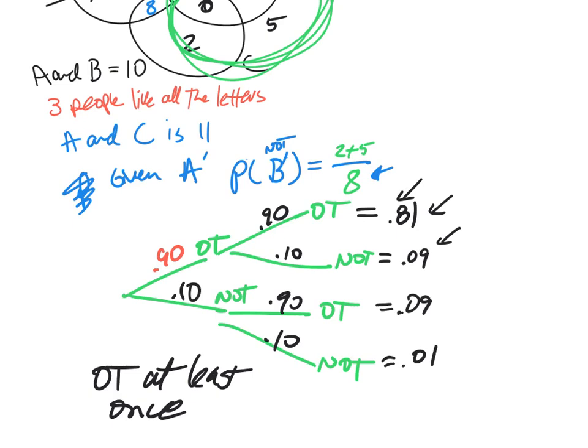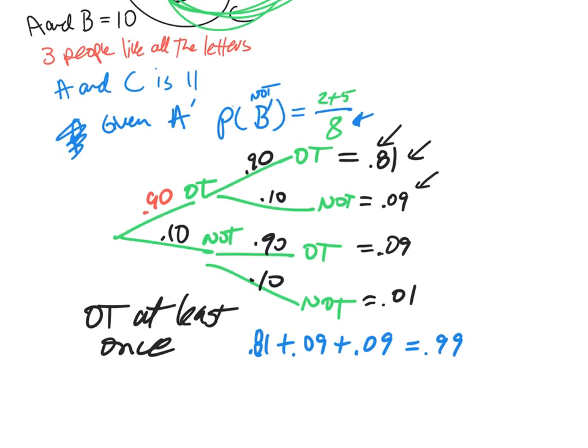Okay, I hope some of you did it this way where you said 0.81, that's on time at least once. It's actually on time twice, but that's at least once, right? Plus this one, 0.09, that was on time at least once, plus 0.09. And then you might have gone, oh, I could have done it a simpler way. This one adds up to 0.99, but you could have said that's the same as not on time at all.